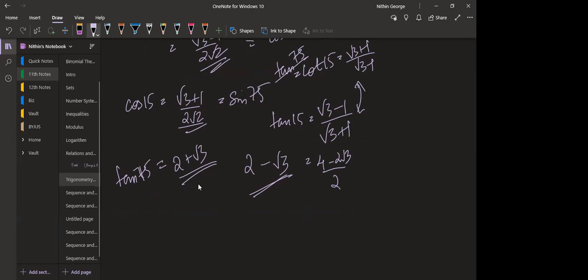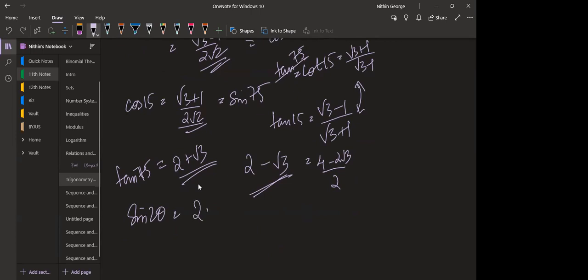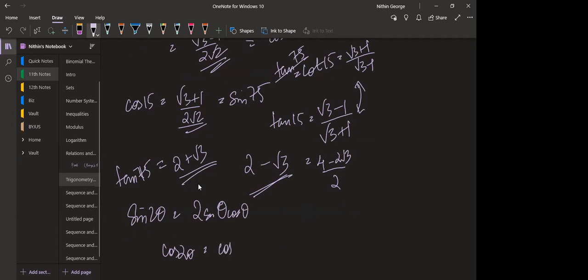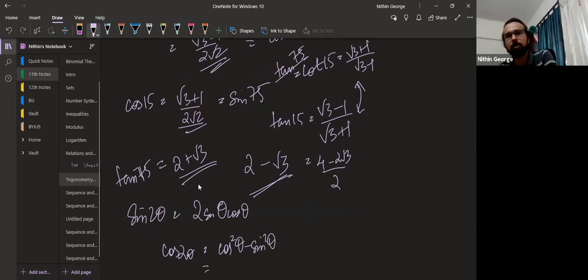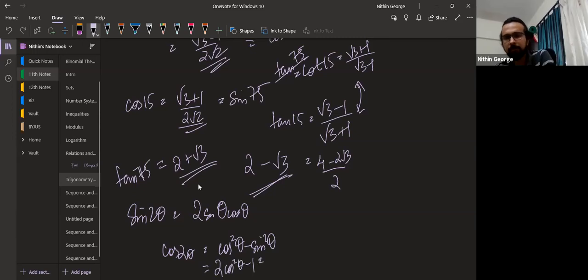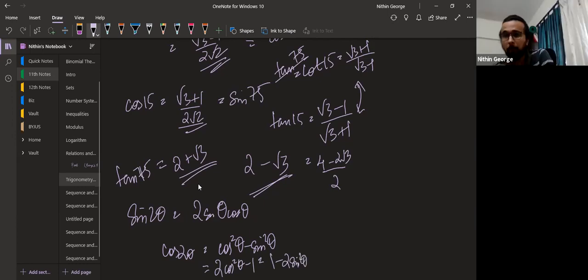What is sin 2 theta? 2 sin theta cos theta. What is cos 2 theta? Cos square theta minus sin square theta. If I write it only in terms of cos square theta, can I do that? Yes, sir. 2 cos square theta minus 1. If I write it only in terms of sin square theta, it will become 1 minus 2 sin square theta. Guys, I hope all of you are following.